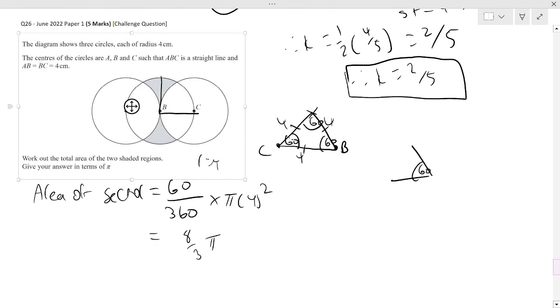But we also worked out this sector here, right? We just worked out it was here and here. So the only thing left is this little segment here. So we're going to need to work that out.